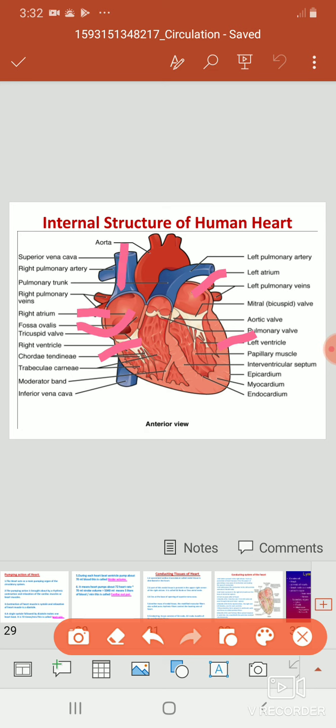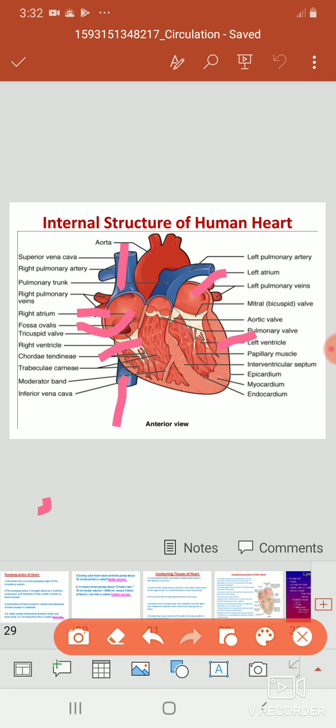The superior vena cava and inferior vena cava, along with the coronary sinus, open into the right atrium. The opening of the postcaval is guarded by the Eustachian valve, while the coronary sinus is guarded by the Thebesian valve. Four pulmonary veins open into the left atrium. These openings are without valves.